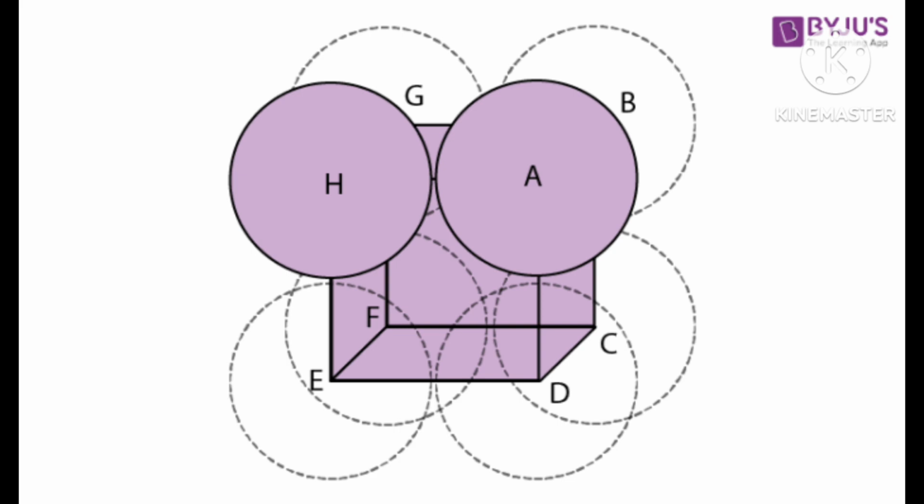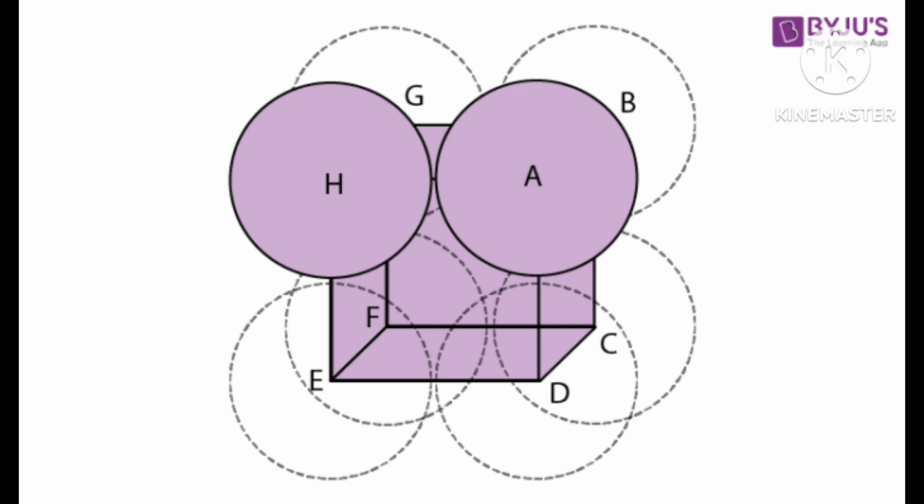Then after solving, its value will come 68%. Last class the value was 74% in case of HCP or CCP. Now its value is 68%, less. Okay, this I have discussed, the efficiency of packing in body centered cubic structure.